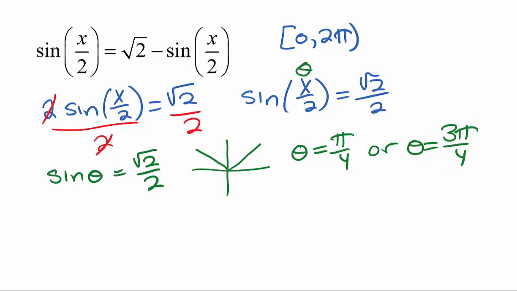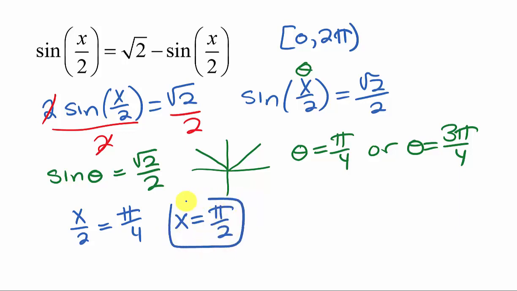Now I'm going to go back to my original angle form, which was x over 2, so I'm going to replace the theta with x over 2. So either x over 2 equals pi fourths, and as I solve that, I multiply both sides by 2 and find x is 2 pi fourths, which reduces to pi halves, and that's one solution.